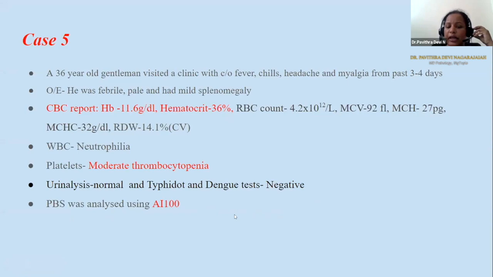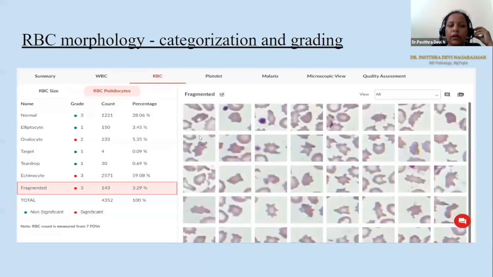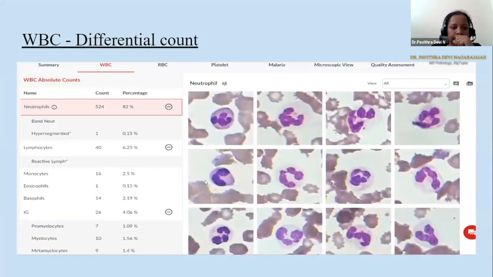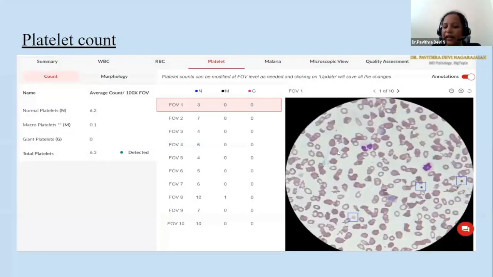The peripheral blood smear was analyzed on AI100. So what do we see here? Grade 2 to grade 3 grading has been given for many of the poikilocytes, and the fragmented RBCs, as you can see, have been captured. And the WBC differential showed 82% neutrophils, which corroborated with the CBC analyzer report. And the platelets, the average of the 10 fields is given as 6.3. When you multiply by 15, it gives you a 90,000 platelet count, which is again corroborating with your CBC findings.